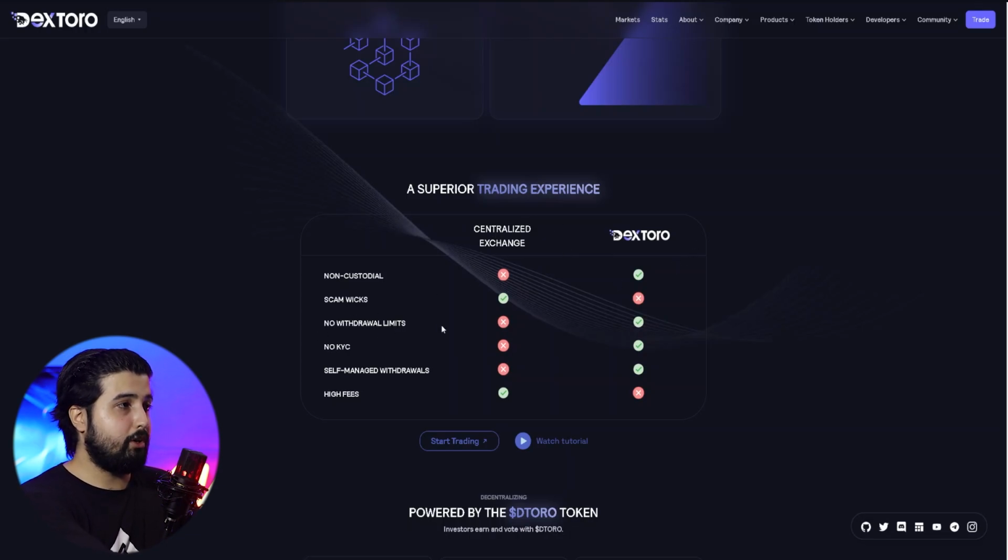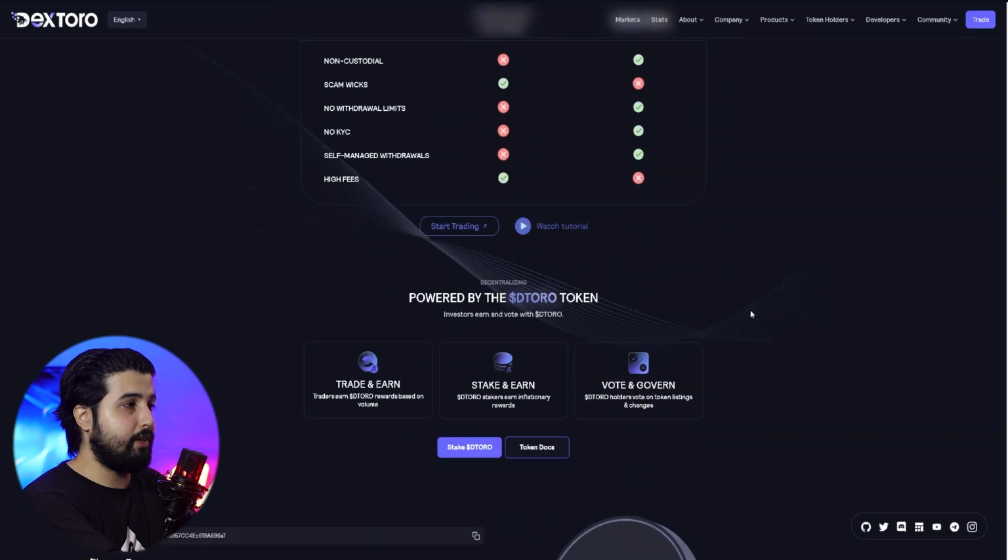You don't have any withdrawal limits in DexToro. You don't need to do any KYC. You have self-managed withdrawals, which are opportunities that you do not have in centralized exchanges. And in centralized exchanges, you're charged high fees, which you do not have in DexToro. The benefit that we have in centralized exchanges is deep liquidity. That is what we use, and we compromise our security and agree to pay high fees for it. But you don't have to do that here. You have deep liquidity in DexToro, so that eradicates any need for a centralized exchange.